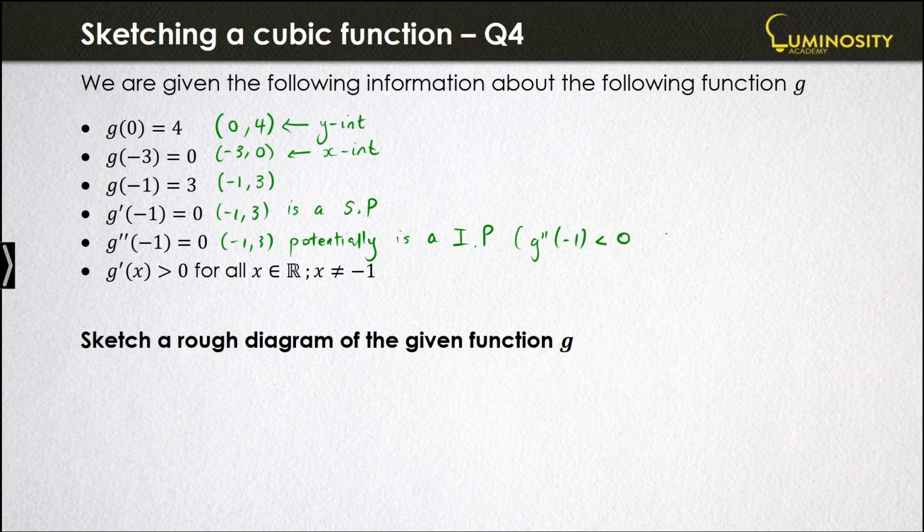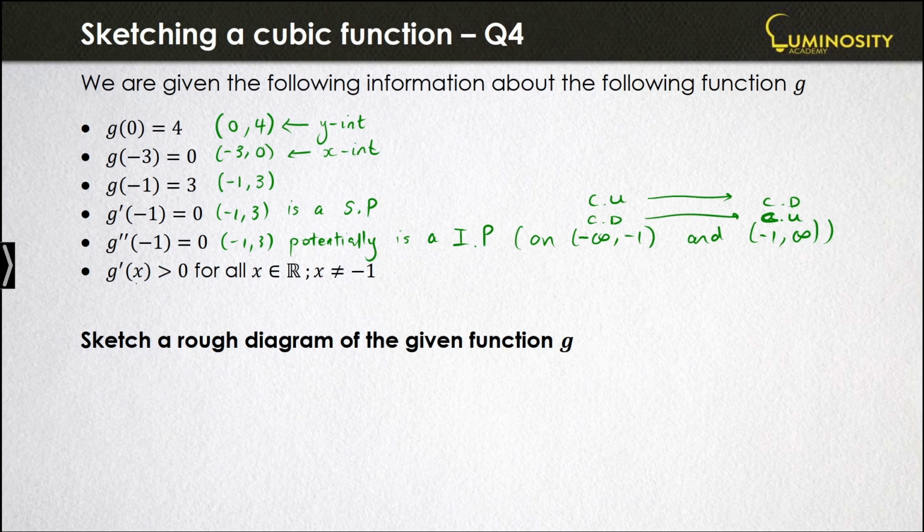So basically, rather I should say this. On the interval -infinity to -1, and on the interval -1 to infinity, we must either have a concave up, then concave down, or a concave down and then a concave up scenario going on. Okay, so it must change concavity if it is an inflection point.